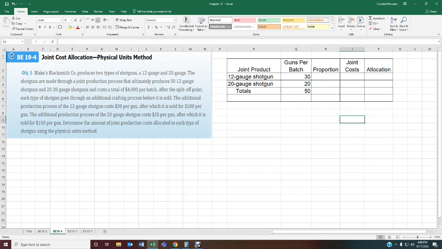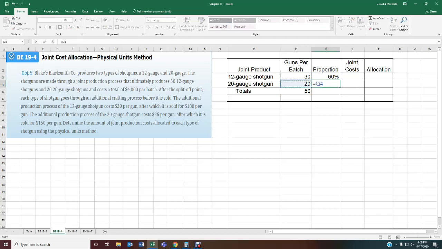We produce 30 of the 12 gauge, 20 of the 20 gauge, a total of 50. Now once we have that, we can get the proportion. What's the proportion of 12 gauge shotguns versus 20 gauge shotguns? Well, we're going to get our guns per batch divided by our total number of guns produced in that batch. Okay, that's going to give me 60% for the 12 gauge.